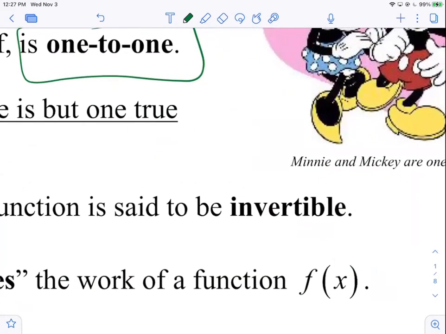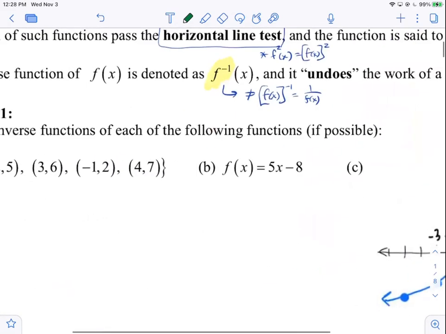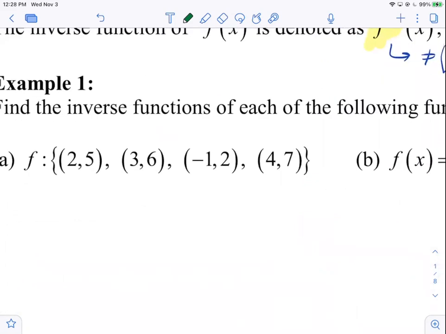So if a function is 1-to-1, we call that function invertible. Okay, that's just by definition. An invertible function is 1-to-1. A 1-to-1 function is invertible. That just means you can undo it. There's a function for undoing it. Okay. Now, let's go ahead and write real quickly using non-calculus the inverses of these functions.